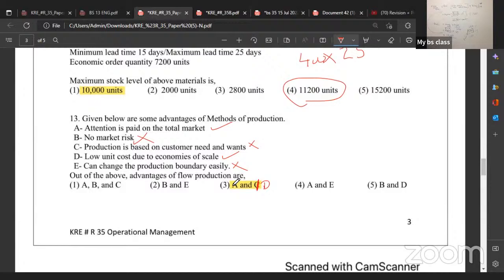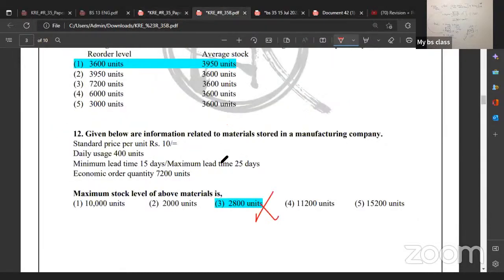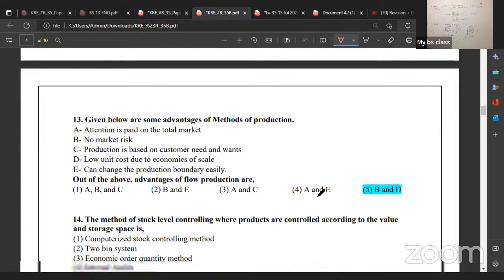Since production is in large quantities, customer needs and wants are not focused on individually; generally that is how we focus. So for 13, no, you cannot say B. Now you have to think and come up with the answer, but never put the incorrect ones. So no market risk? How can you say there's no market risk? Right? There is a risk.